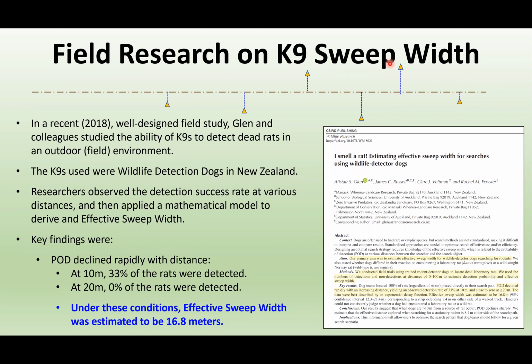In other words, what percent of the rats at the close distance were detected versus what percent at the longer distances. And then they ran this through a mathematical model. Incidentally, it was the same mathematical model that people use when they're measuring human sweep width. And then under these conditions, they derived an average estimated sweep width of about 17 meters. Okay, so clearly this won't apply to all of our search conditions, but perhaps this is a starting point for estimation purposes.